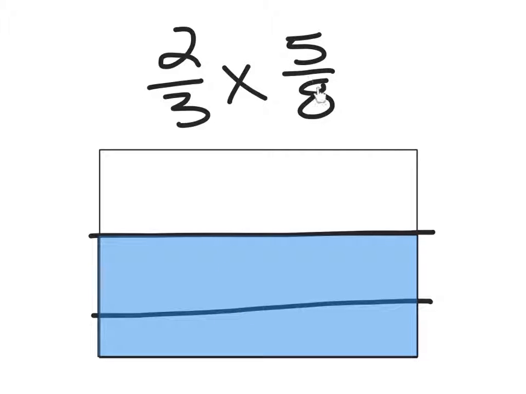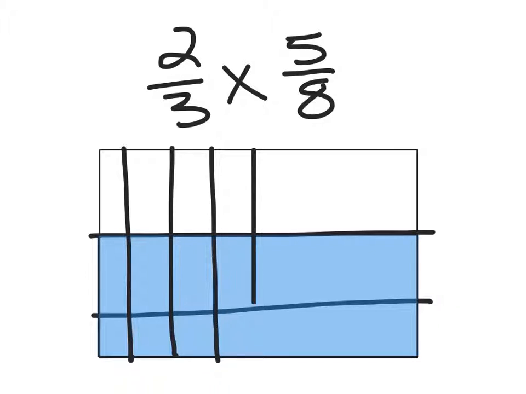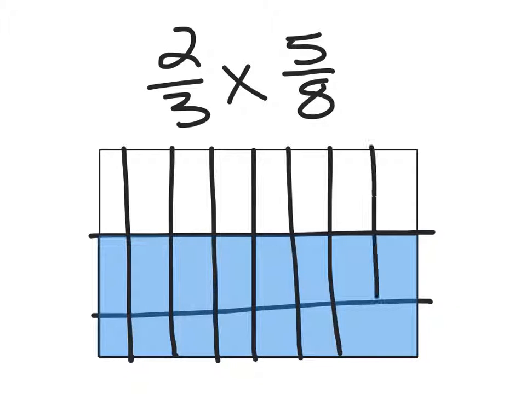Now I want to create the 5/8. I'm going to break the box going this way into 8 parts. 8 parts means 7 lines, so here we go. I got 1, 2, 3, 4, 5, 6, and 7 lines. That should give me 8 parts. 1, 2, 3, 4, 5, 6, 7, and 8.